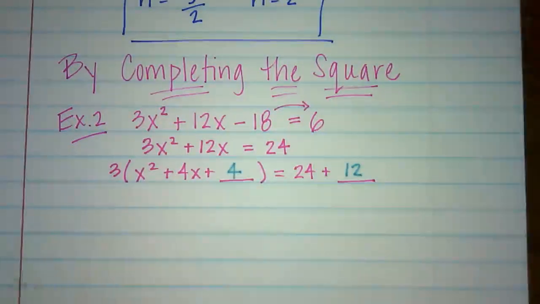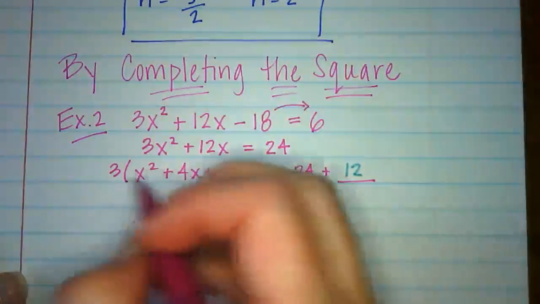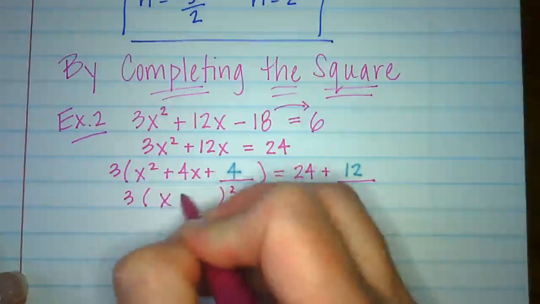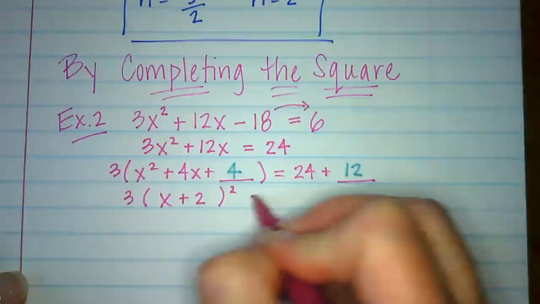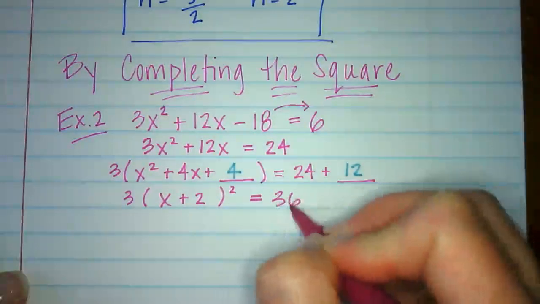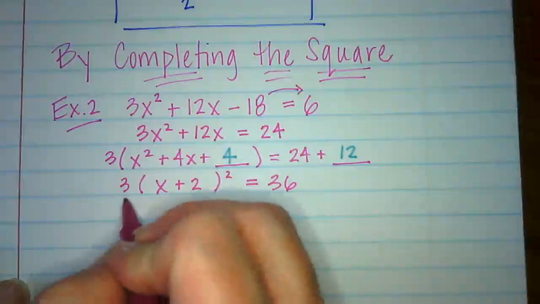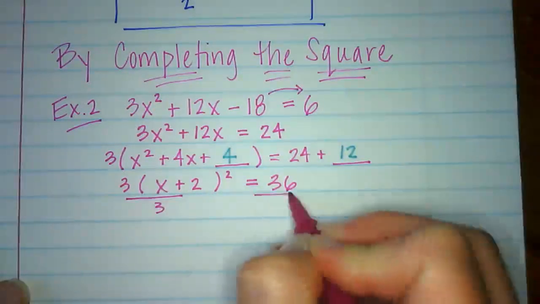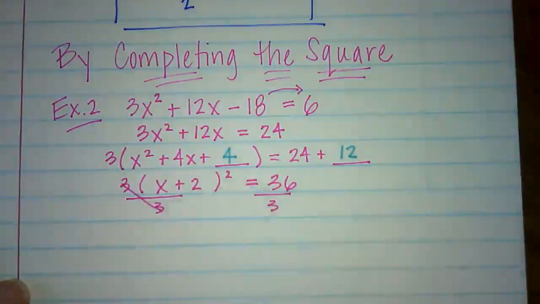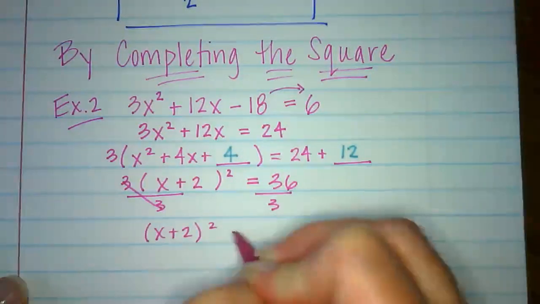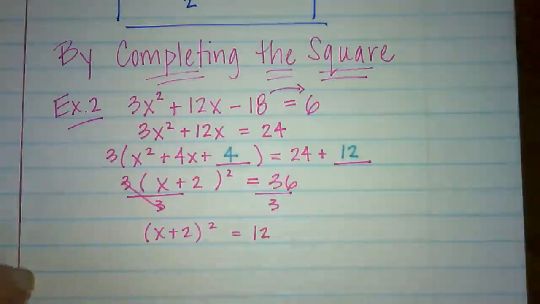All right, so over here, now we can factor this. And this is going to be x plus 2 squared. The right side we get 36. Now we need to solve for x, because remember our ultimate goal here is to find out what x equals. So first we need to divide both sides by 3. That takes care of that. So we have x plus 2 squared equals 12.